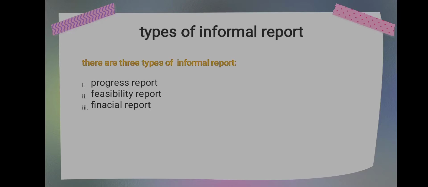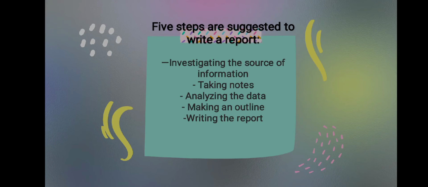Types of informal reports. First one is progress report. Progress report is progress of future activities in relation to the scheduled completion date. Second is feasibility reports. Feasibility report is assessment of the advisability of doing a project or proceeding with a specific course of action. And finally is financial reports. Financial report is analysis of status and trends from a finance perspective. There are 5 steps suggested to write a report. First one is investigating the source of information. After that, taking notes. After taking notes, analysis the data. After analysis the data, making an outline. After making an outline, writing the reports.